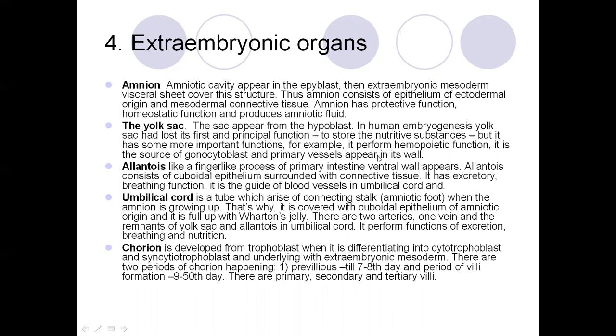The yolk sac. The sac appears from the hypoblast. In human embryogenesis, the yolk sac has lost its first and principal function, to store nutritive substances. But it has some more important functions. For example, it performs a hematopoietic function. It is the source of hemocytoblasts and primary vessels appear in its wall.